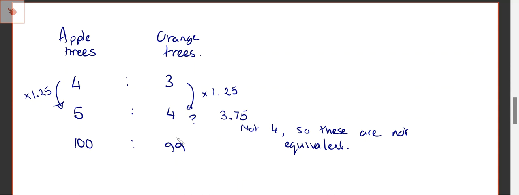Okay, so that would be quite an interesting way, not very mathematical as such, but for you in your head to go, alright, so those are not equivalent. Abby, you were going to give me another example of a ratio in real life.